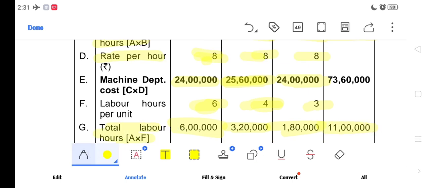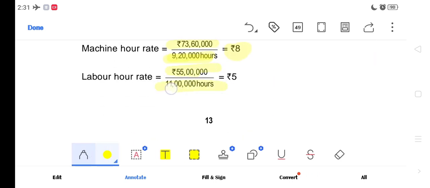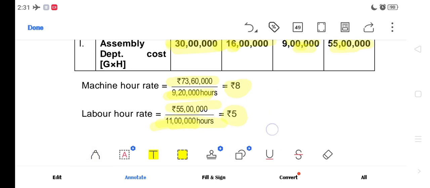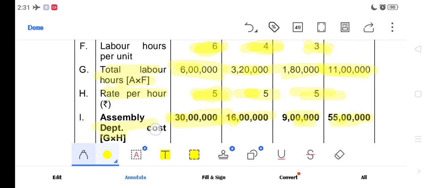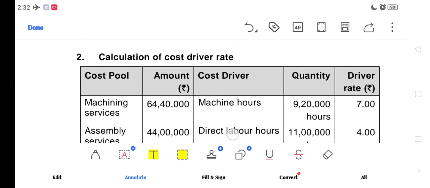How you got this? 6, 4, 3 per unit they have given, and if you multiply with the number of units, you get this, right? So total labor hours is 11 lakh, and 55 lakh divided by 11 lakh, you get this 5 rupees. And you do this total assembly cost and all. Okay, so working notes 1 is over.